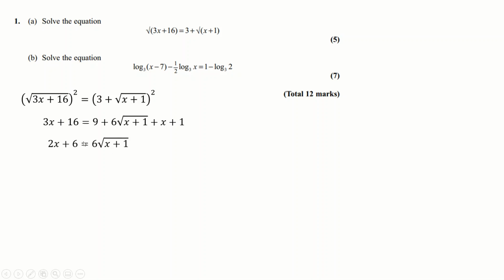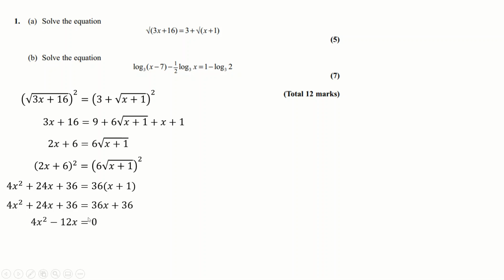If we rearrange that up and make this, then we can just square again. Because if we square again, the 6 squares to a 36 and this squares to an x plus 1, and then I just end up with a bunch of stuff that doesn't have a square root in it. It's a quadratic. I know I can solve quadratics. I'll tidy it up. I'll divide by 4 here, and I'll get answers of x is 0 or x is 3.